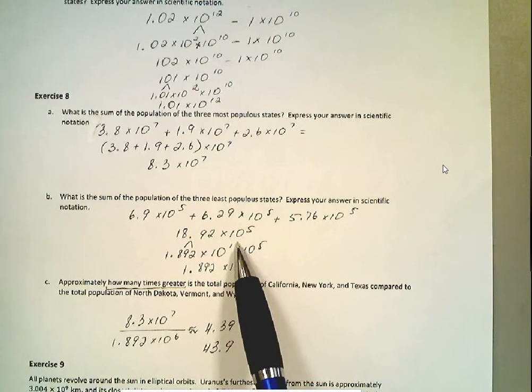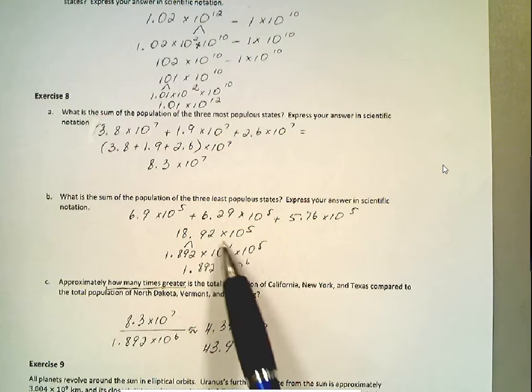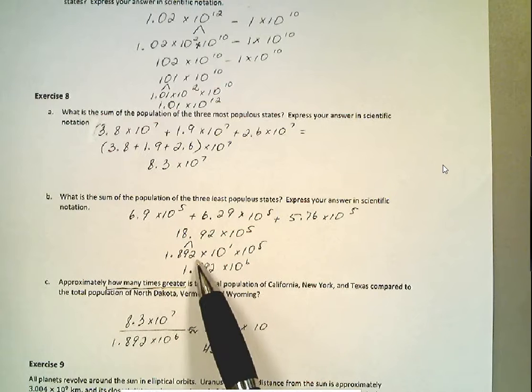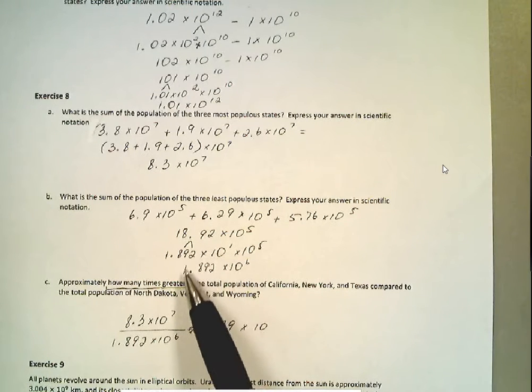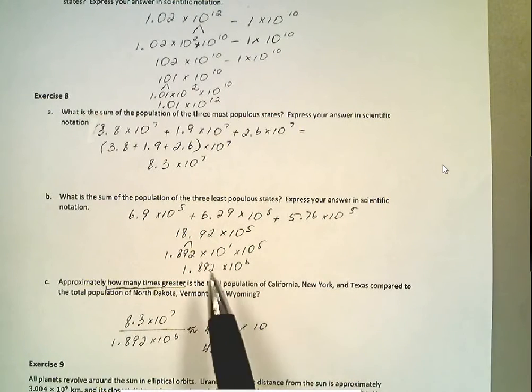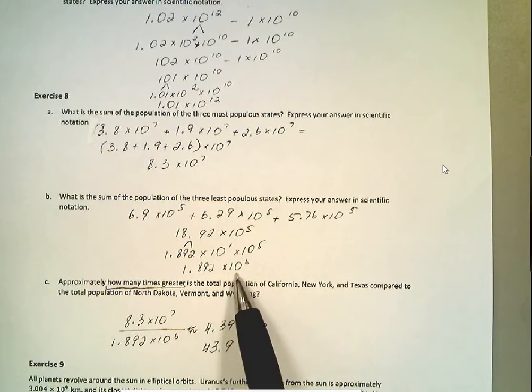However, it's not written in scientific notation. So we will change 18.92 into scientific notation first. It will be 1.892 times 10 to the 1st because originally it was 18, so I need to multiply by 10 to get to that number, right? And that is times 10 to the 5th. So I'm combining powers of 10 now, and I get 1.892 times 10 to the 6th.